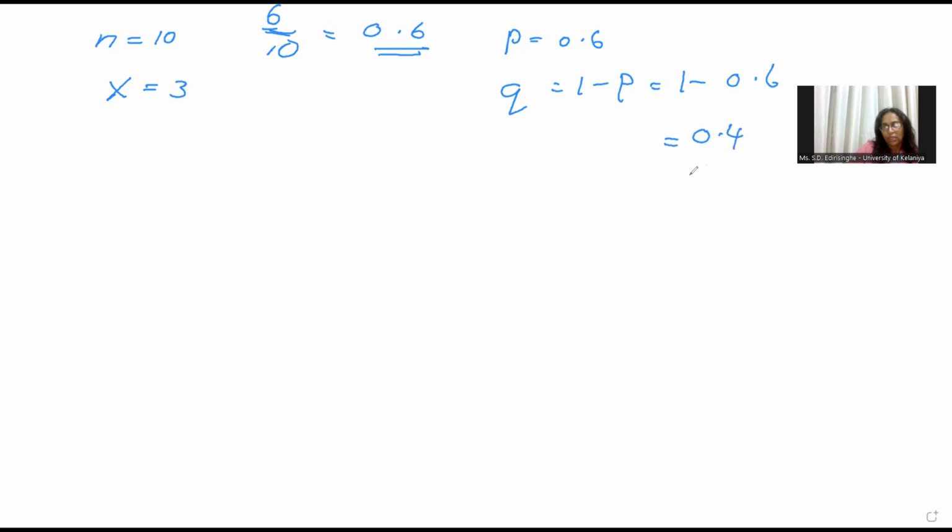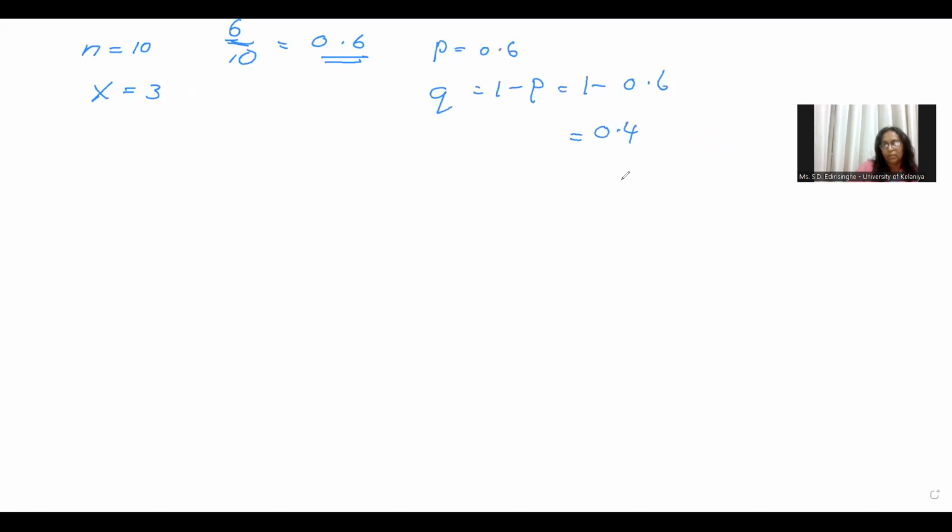0.4, no? So that means 4 divided by 10. Altogether, 6 plus 4 equal 10. So that's right. So we know that what is Q, right? Since we are in binomial distribution, right?